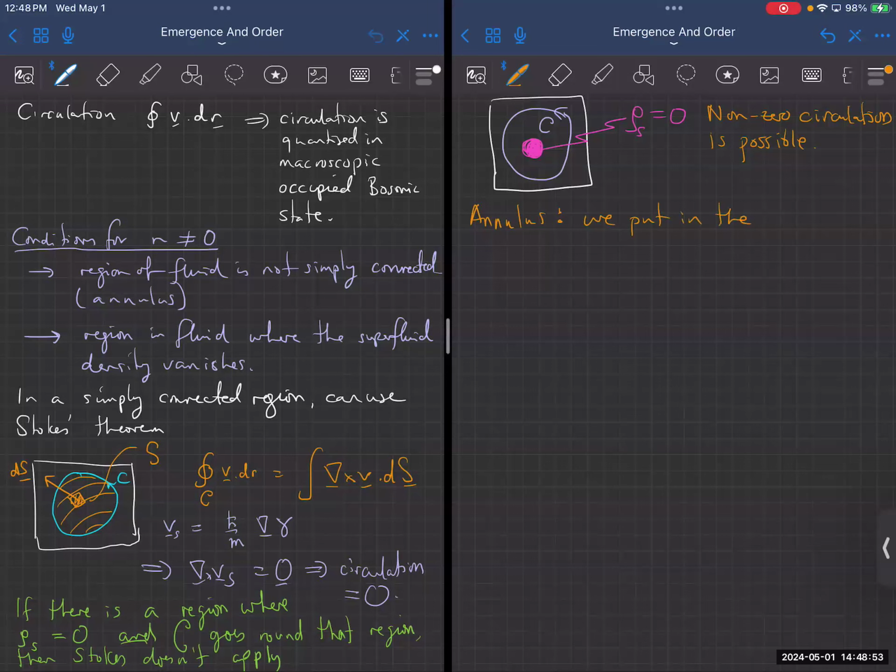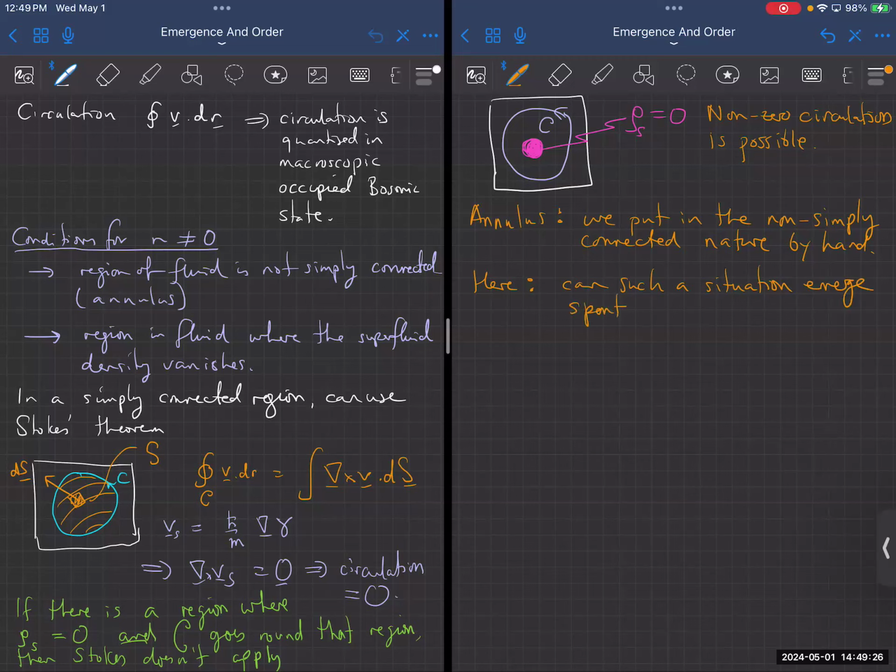So when we put in the annulus case, we put in the non-simply connected nature by hand. But here, what we're doing is we're asking, can such a situation emerge spontaneously? So this is an emergent phenomenon, not one that we've put in by hand.